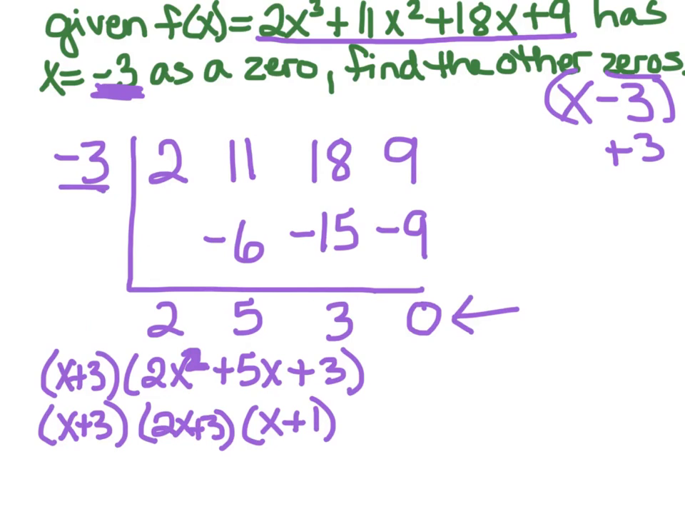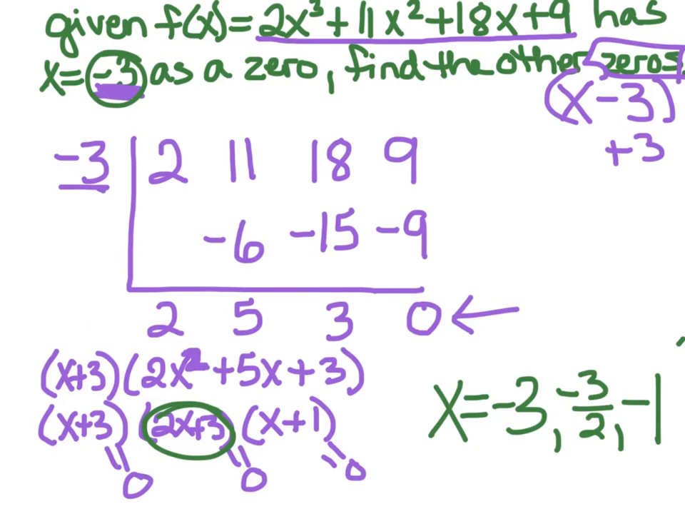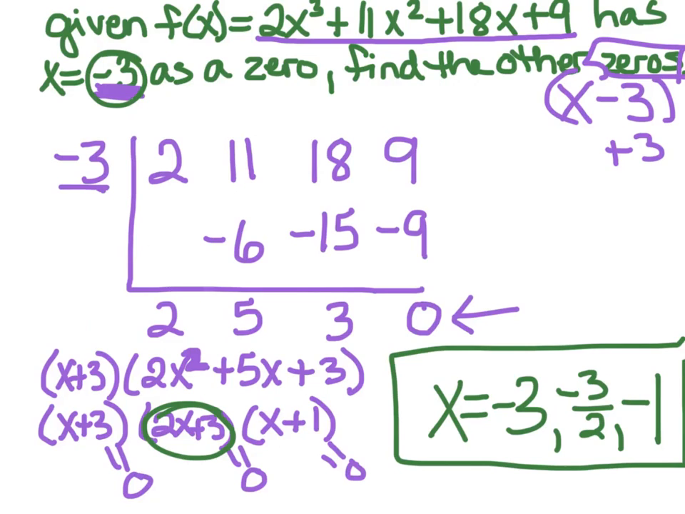But we're looking for zeros, and when you're looking for zeros, that means you set each factor equal to 0 to find out what would make each one 0. And our zeros are x equals negative 3, which they told us, and x equals negative 3 halves, right? Set that equal to 0, subtract 3, divide by 2, and x equals negative 1. And so now we know all the zeros, and there's 3 of them, and it's a cubic function, so that works out. And that's it. We're done.